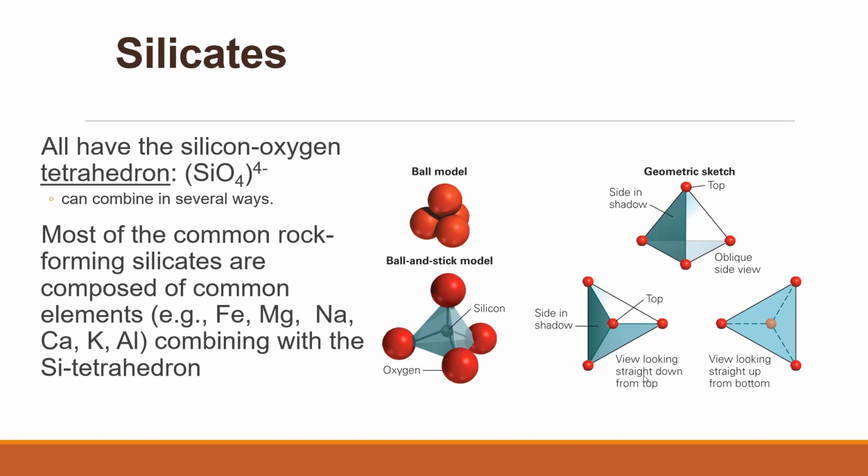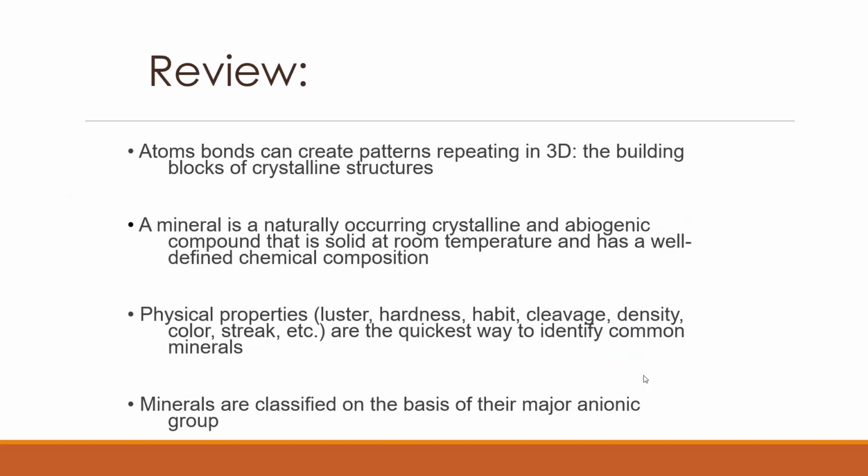They can form in rings. They can form into stacks. There's subgroups for how they come together. And so they have different strength between those bonds. So atomic bonds can create patterns repeating in 3D. These are the building blocks of our crystalline structures.